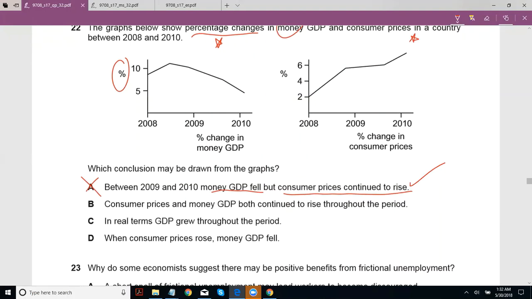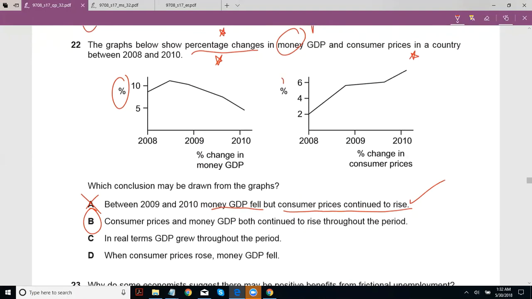But you have to cross out the option though. Consumer prices and money GDP both continue to rise throughout the period, which is fine because both show positive percentages. So if there's a positive change, that clearly shows that there is an increase in both of these. Let's look at the other options anyways.